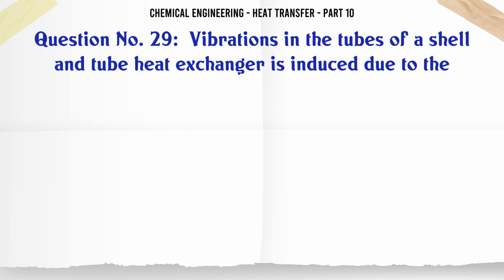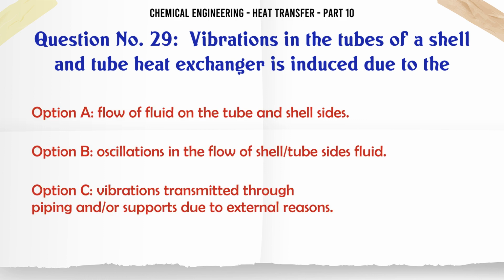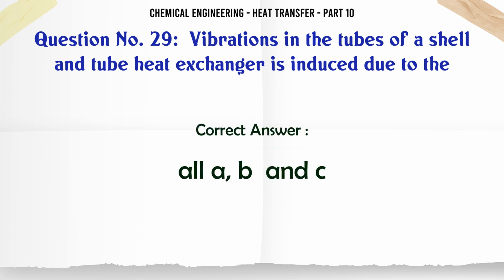Vibrations in the tubes of a shell and tube heat exchanger are induced due to A. Flow of fluid on the tube and shell sides. B. Oscillations in the flow of shell and tube side fluid. C. Vibrations transmitted through piping and/or supports due to external reasons. D. All A, B and C. The correct answer is all A, B and C.